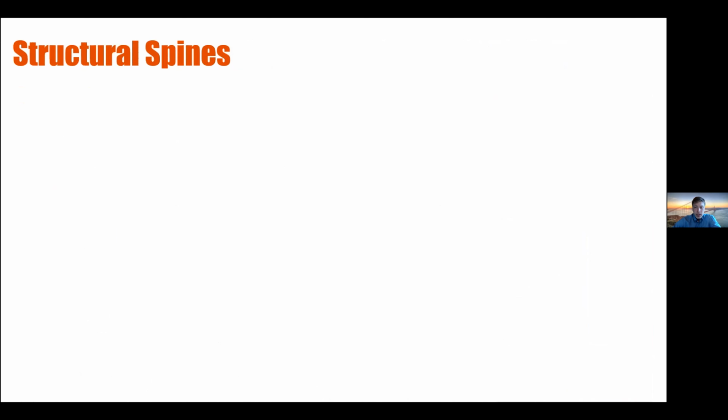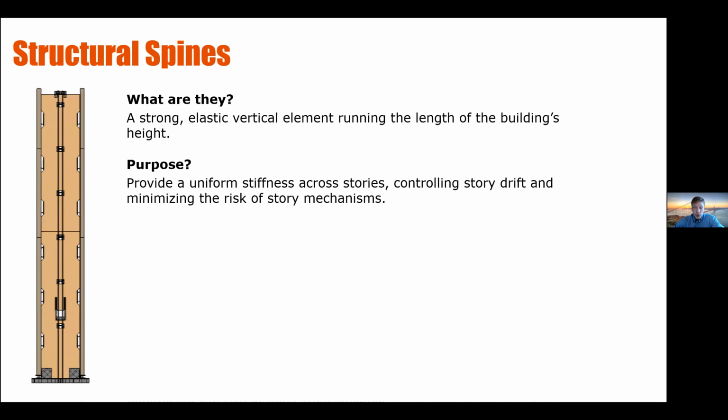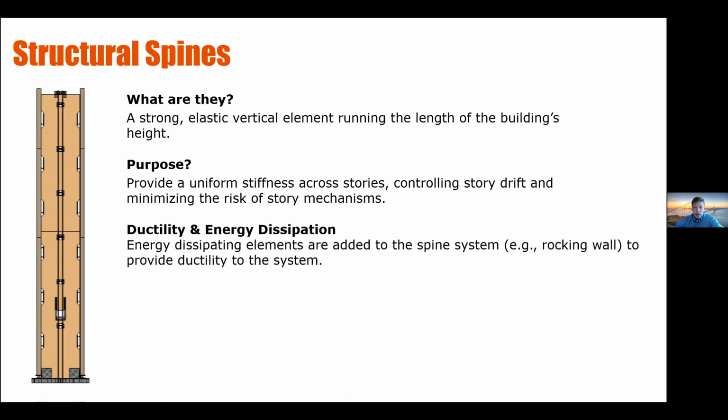So to go more in detail about the lateral force resisting system, we are using rocking walls as mass timber structural spines. These structural spines are strong, stiff, and elastic vertical elements that run the length of the building height to provide for a uniform stiffness, controlling story drift and minimizing the risk of story mechanism behavior. These structural spines are accompanied with a typically steel energy dissipation device that provide for system ductility.